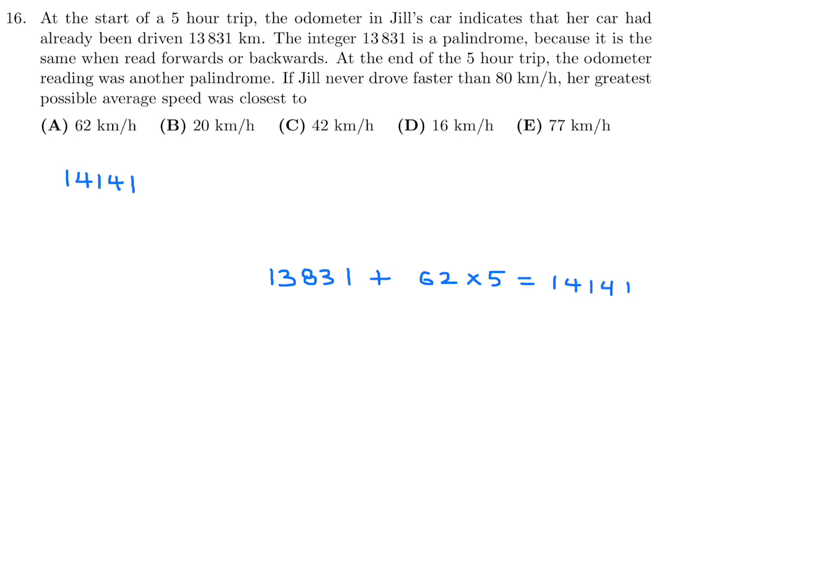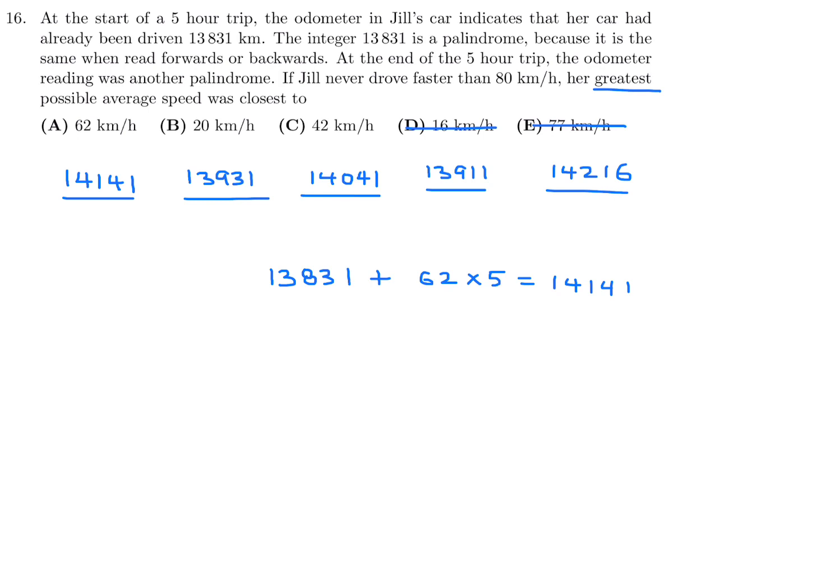And in a very similar way, if you do it for the other ones, you get 13931, 14041, 13911, 14216. Well, these guys are not even palindromes, so those are out. Now, the remaining, they want you to find the greatest speed. And of these, all of these are palindromes, and the greatest speed of these is obviously 62. So the answer to number 16 is A.